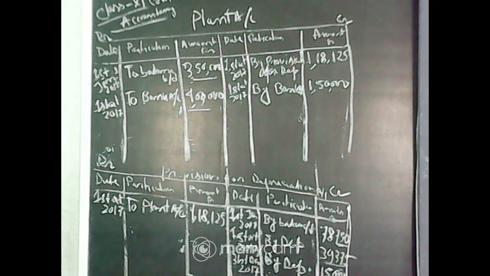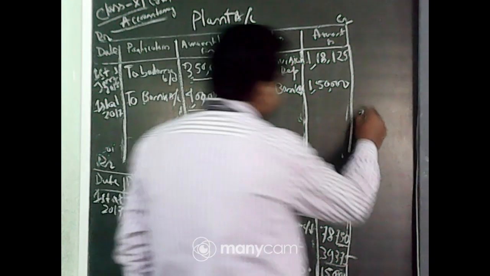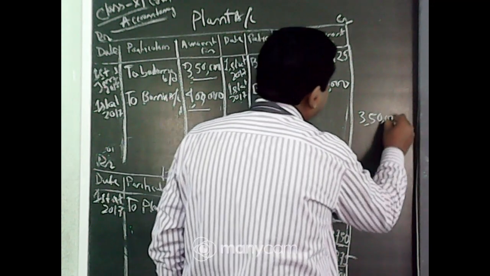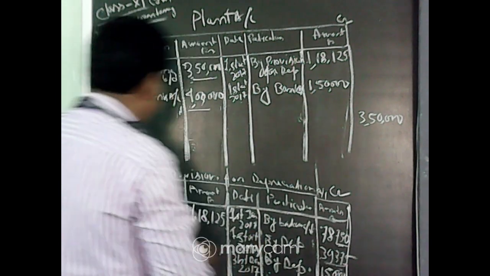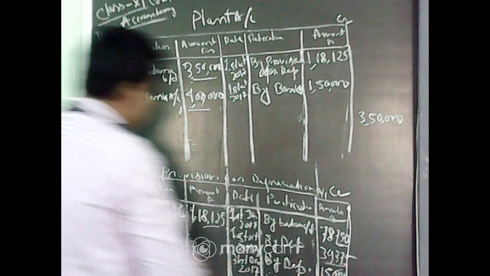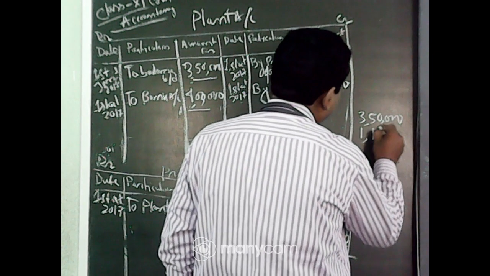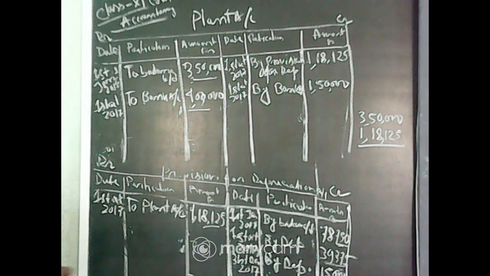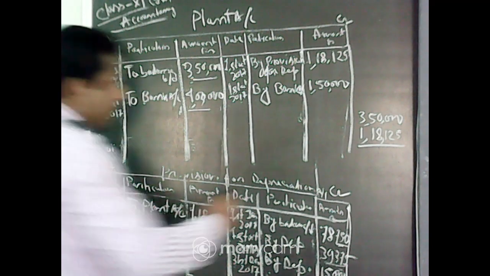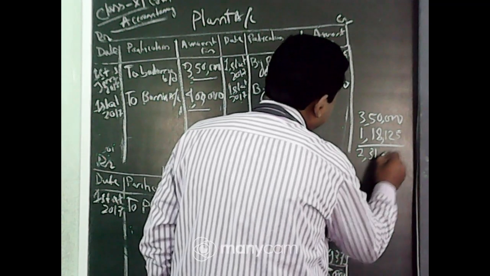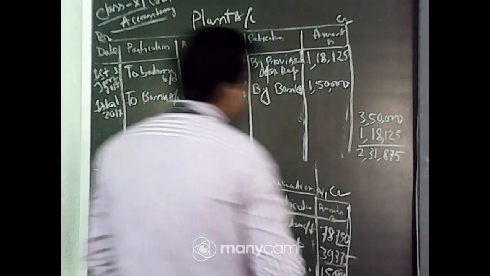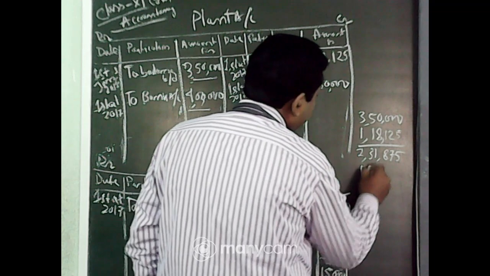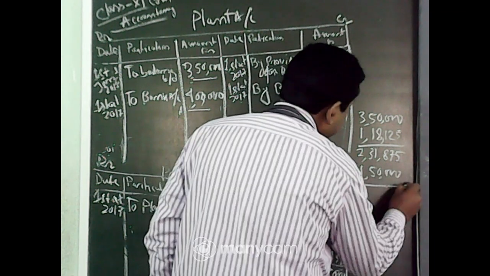So how can we find out? Now look, if the machine value is 3,50,000, that is in 2015, and you charged total depreciation on that machine of 1,18,125, then how much value is left as per up to October 1, 2017? 2,31,875. But you actually sold the machinery at the price of 1,50,000. So definitely you make a loss.